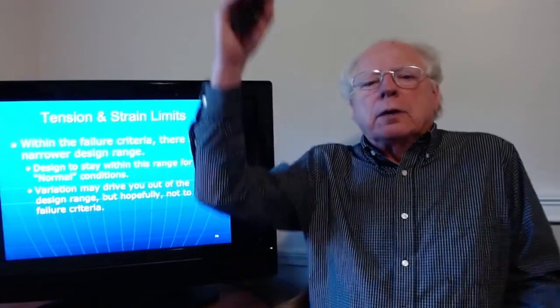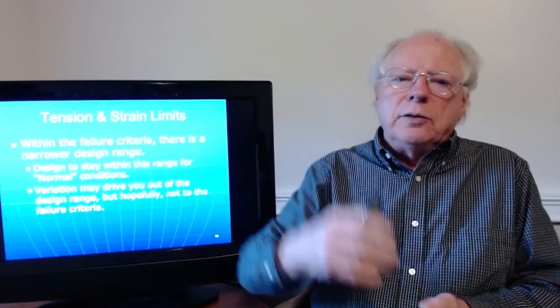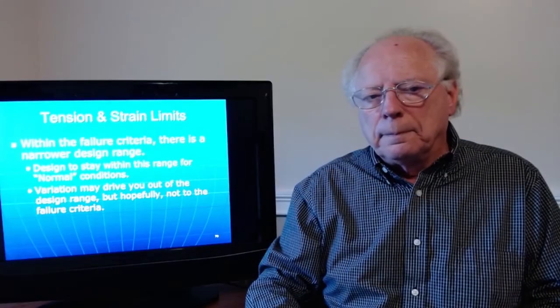Within these failure criteria, we want to come up with a narrower design range that we want to try and run in for normal conditions. We don't want to run right at the limits of failure because that's only going to get us into problems if we have variation. And so hopefully if we have a tighter design range, variation will still not get us into trouble.